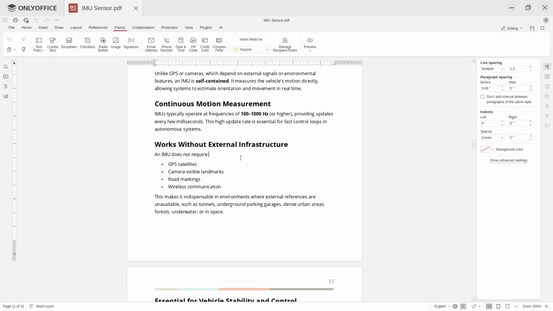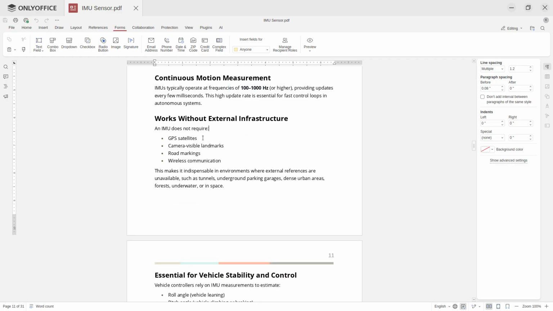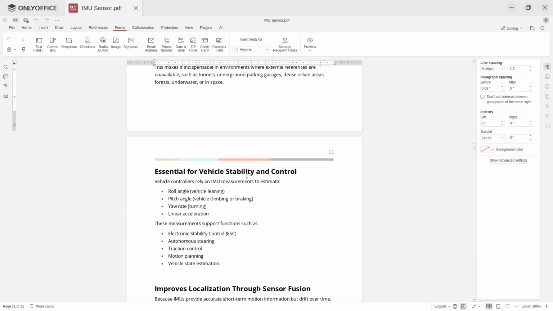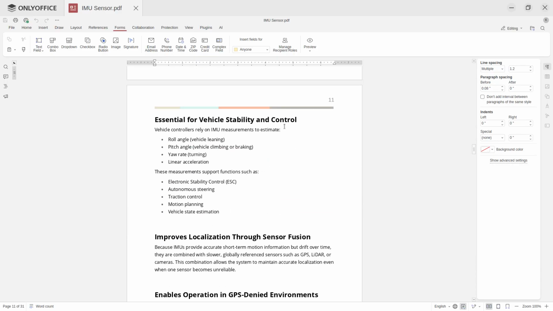Next, works without external infrastructure. An IMU does not require GPS, satellites, cameras, visible landmarks, road markings, or wireless communication. This makes it indispensable in environments where external references are unavailable, such as tunnels, underground parking garages, dense urban areas, forests, underwater or in space. Essential for vehicle stability and control.